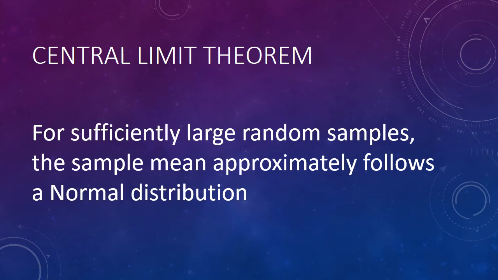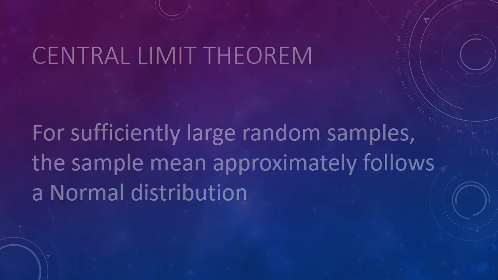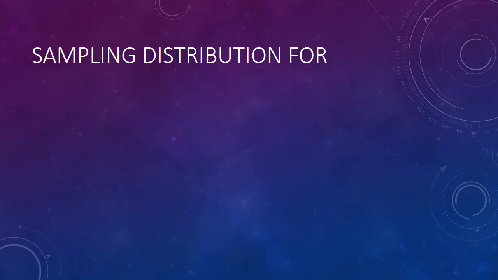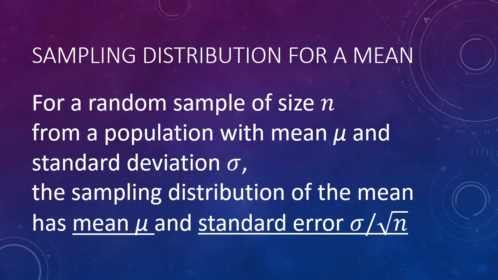Since we're talking about sampling distributions, we could say the mean and the standard error. So what do we use for the mean and the standard error? Well, first we can talk about the sampling distribution for a sample mean. For a random sample of size n from a population with some mean mu and standard deviation sigma, the sampling distribution of the sample mean has center or mean mu, the same as the population mean, and it has standard error or spread of sigma divided by the square root of n.